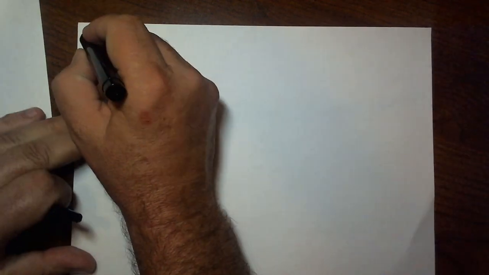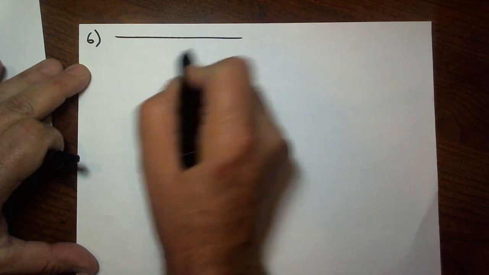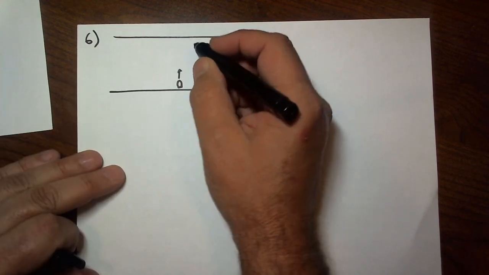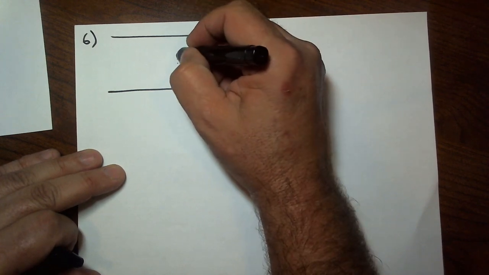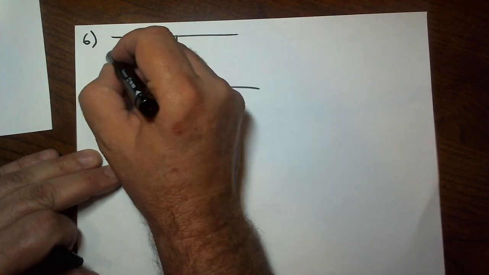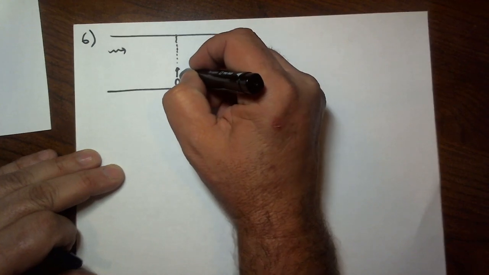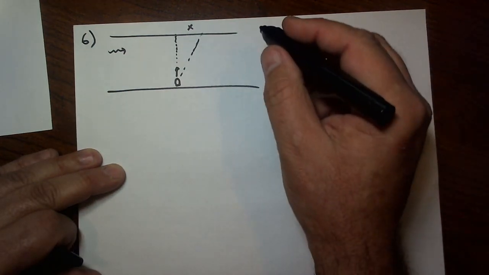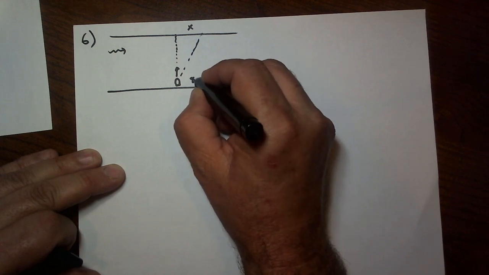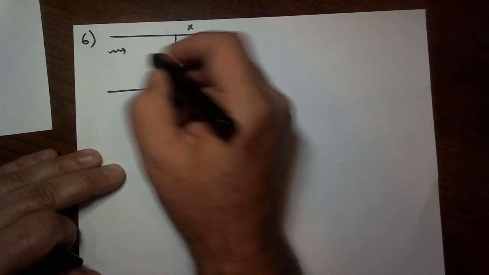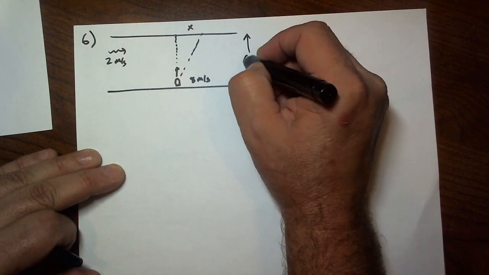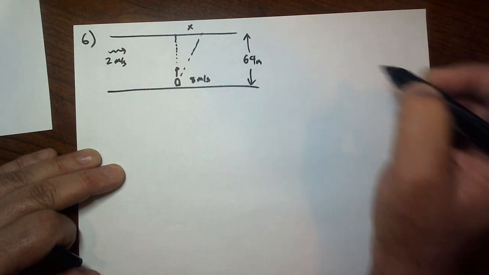We have a riverboat problem. Draw ourselves a river. Draw ourselves a little boaty boat going across the river. And here's the intended landing zone. But there is a current, so our real landing zone is going to be over here at distance x away. And this boat can go 8 meters per second and the current is 2 meters per second, and the river is 64 meters wide.